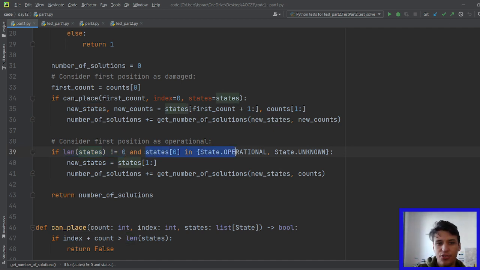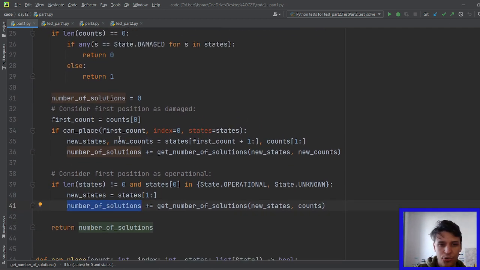The first state needs to be either operational or unknown. If this is the case, we can have the first state as operational. In this case, the remaining states will just be all the states apart from the first one, and then we count the solutions based on these new states, and we still have all the counts we had before, and we add that to the number of solutions. And then what we return is just the sum of those two values. That would be the number of solutions for a particular state and count.